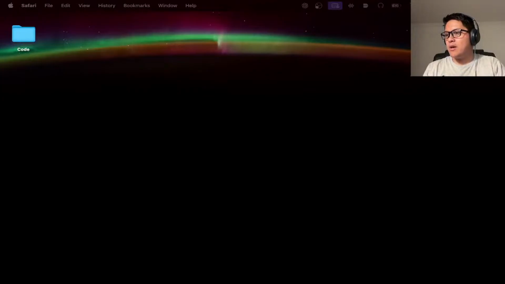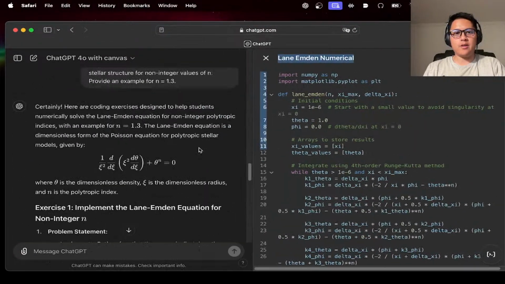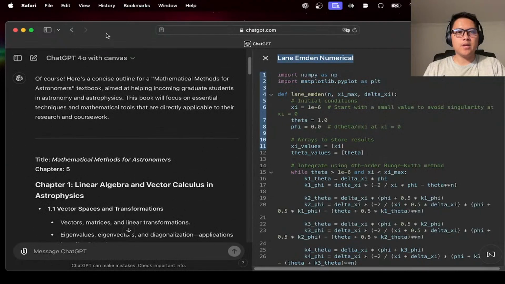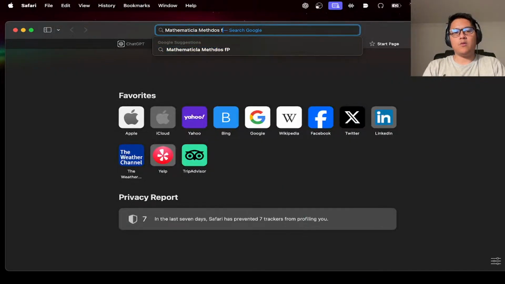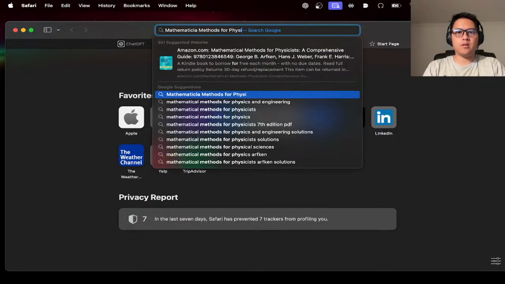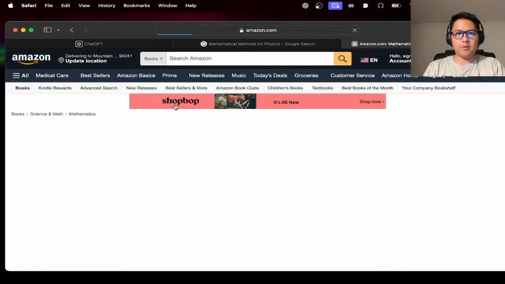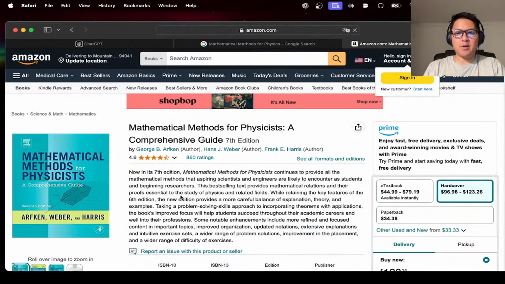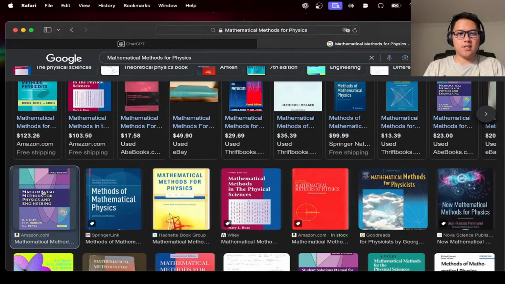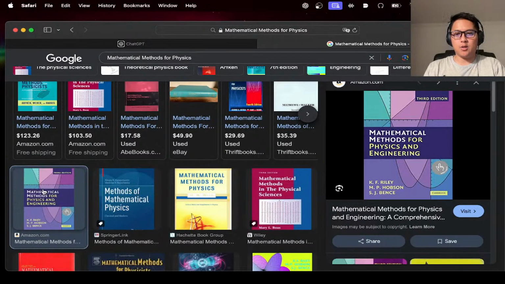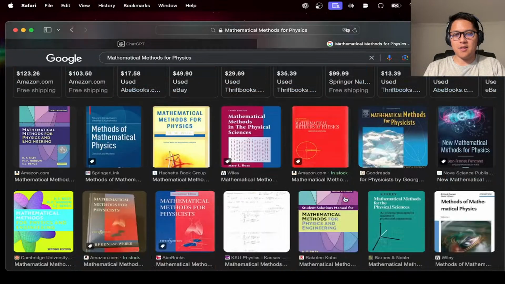Hey, what are we working on right now? I was just using Canvas to help me write this code for a book on mathematical methods for astronomers. So just for context for people, there are many mathematical methods for physics books. Arfken is a popular one. It's funny, it's a popular one and I don't even have it, but I have one that I really like. That's more for undergrad. This one is on my shelf, up there to my right. It's great. I love this book. I used to like Boas, but Boas is kind of sus now that I think about it some more.